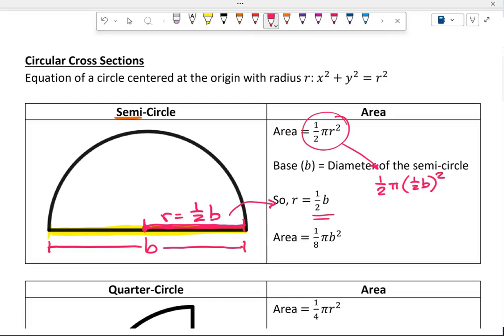Well, what is 1/2 squared? Half times a half. A fourth, right? So that would be 1/2 pi, 1/4 b squared. But then what is 1/2 times 1/4? 1/8. And that is how we get that equation. So if the base is the diameter of a semicircle, then we have 1/8 pi b squared. Usually.